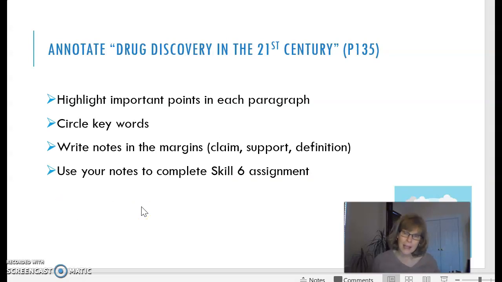As you annotate this article, you're going to be looking at each paragraph for what is this paragraph contributing. Circle the keywords, write notes in the margins, right? And you're going to be using these notes in order to do the Skill 6 assignment that I'm giving you.